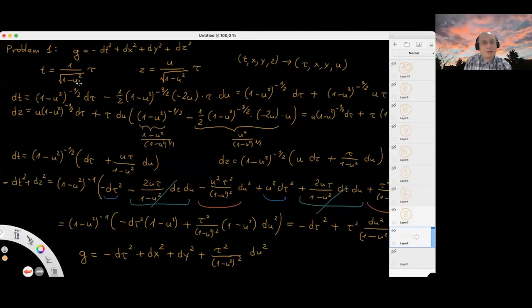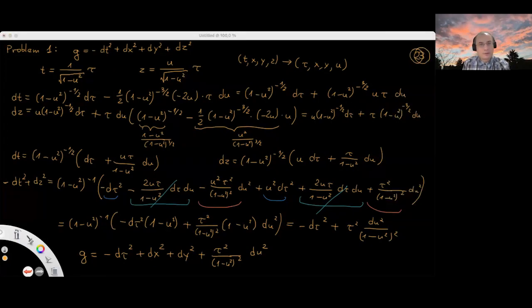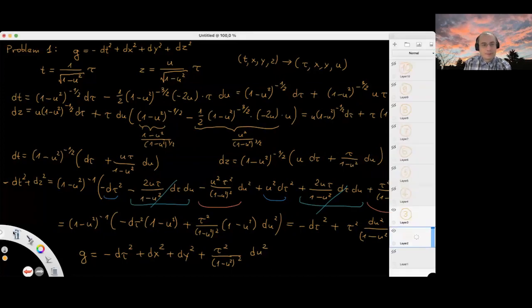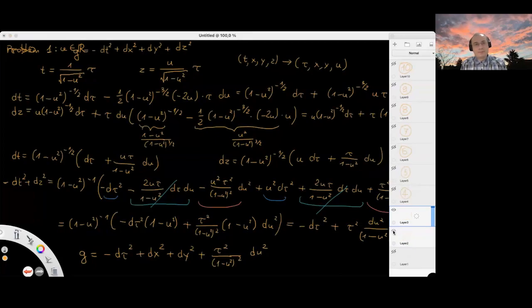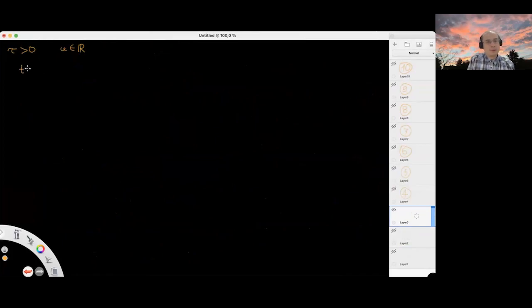So, as you can see, I think the assumption was that tau is positive and u is any real number. Let me check this over here. Yeah, tau was supposed to be positive. So tau was supposed to be a positive function, u was supposed to be any real number. Which part of the space-time does this coordinate system cover? Let me once again write down that t is equal to 1 over square root 1 minus u squared tau. Z is equal to u over square root of 1 minus u squared. Is it correct?